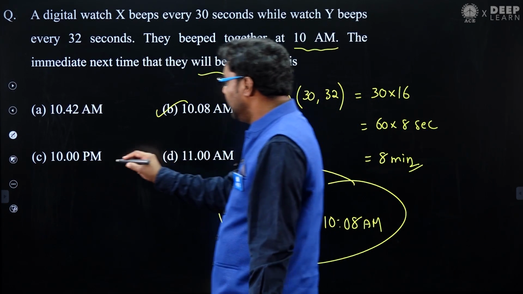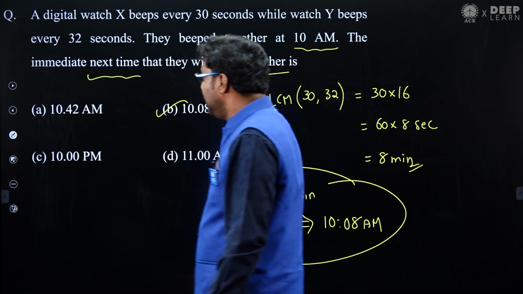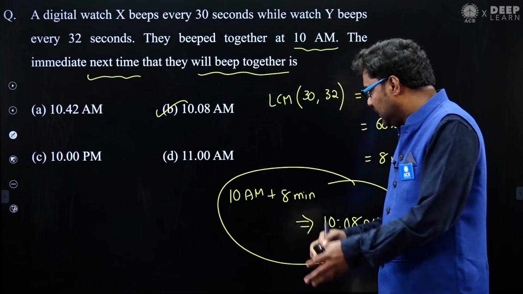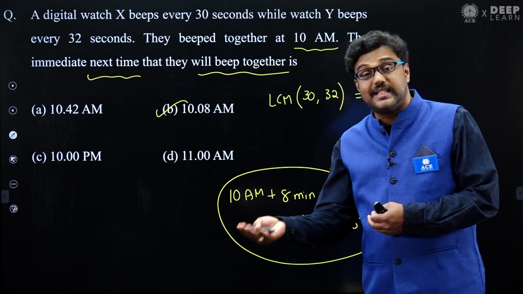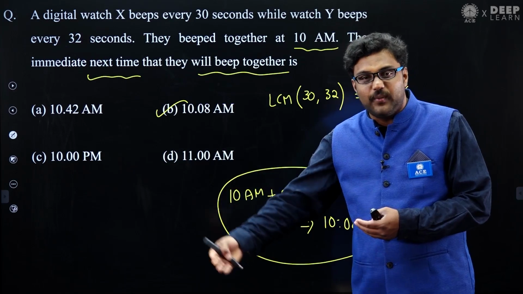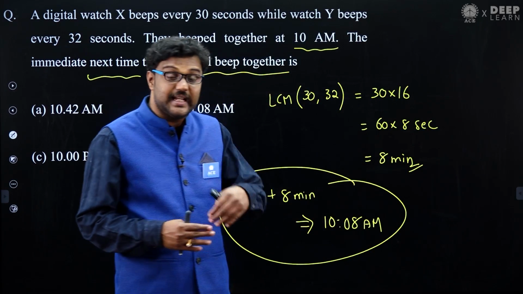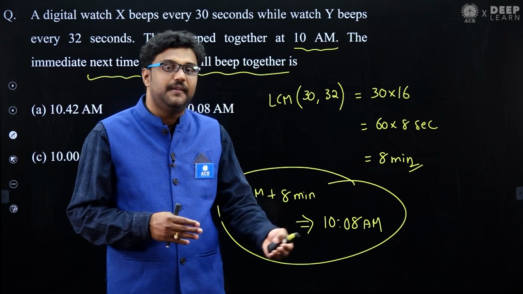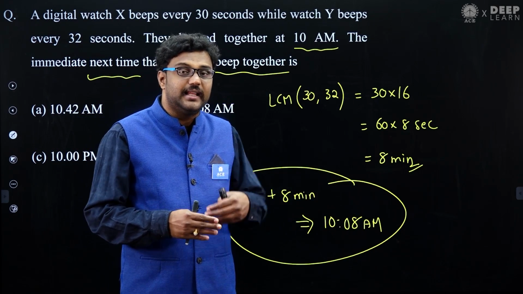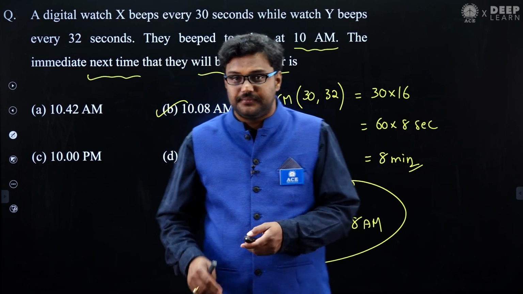Next time they are asking, the immediate next time. So yes, next at 10:08. Next one is 10:16. Next 10:24. If they ask for the third time, first time is 10:08, second time is 10:16, third time is 10:24, fourth time is 10:30, like that you have to proceed. Got it? Very good.